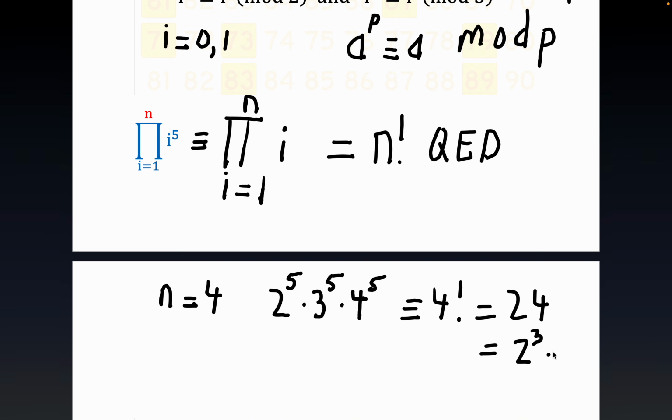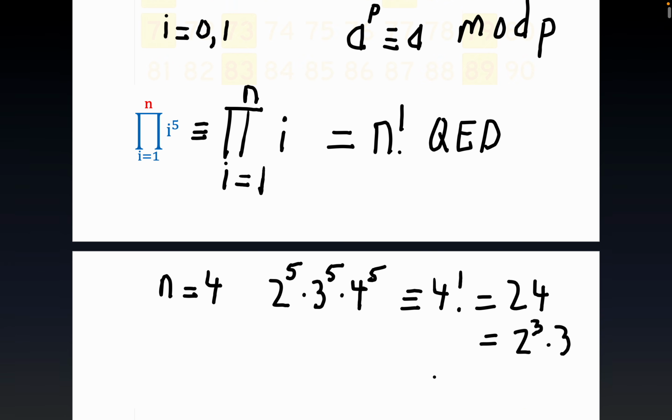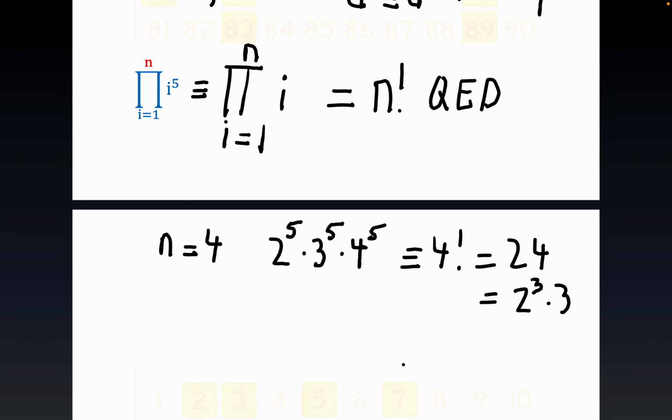2 cubed times 3 is what this is equal to, right? And so you see, folks, when you subtract these two things from each other, which is what congruence is, and check to see if it's a multiple, it's very easy to get this. Let's go ahead and write this down.